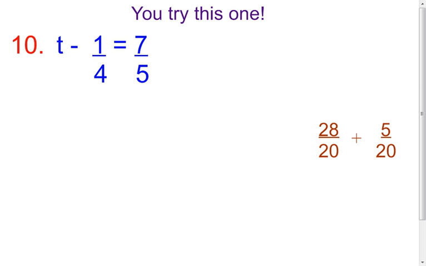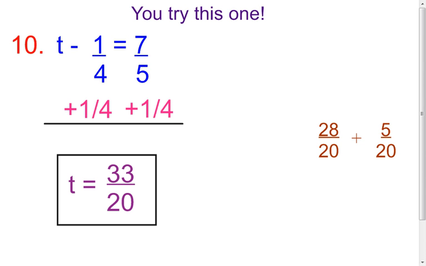All right, you can try this one or fast forward. This is really 7/5 plus 1/4. And so to get common denominators, if I was doing it by hand, I would multiply each of those by 4 and each of these by 5. And that's how I got the 28/20 plus the 5/20.